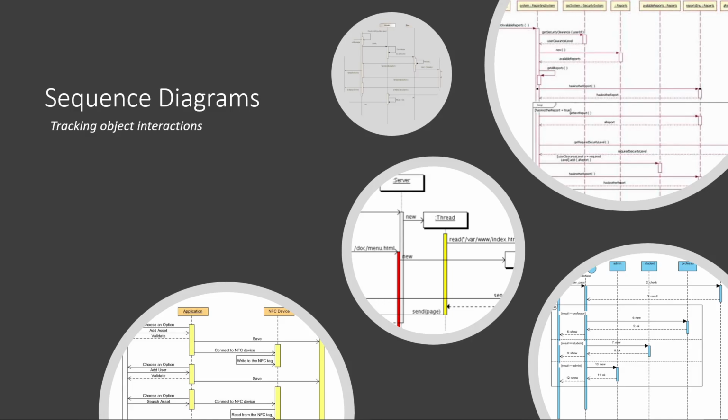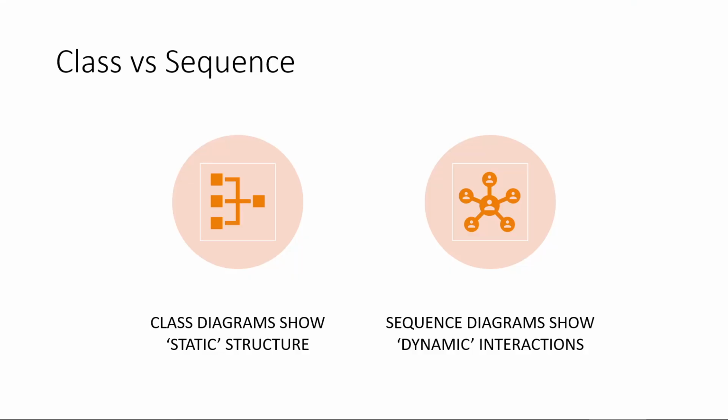Sequence diagrams are another UML diagram for tracking the interactions between objects inside of your system. A class diagram shows you the quote unquote static structure. There's no code running. The class diagram is what it is. It's the relationships you might see.